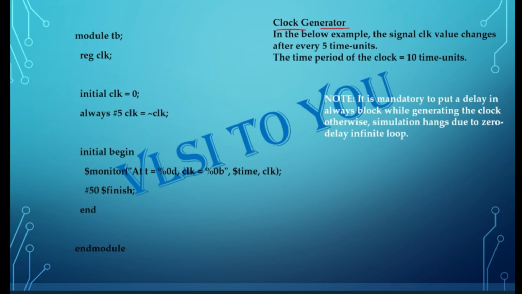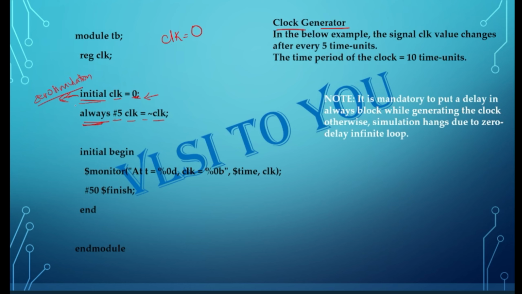So in this, see, module TB, reg clock, initial clock 0. Since I am using the initial block, this clock 0 is executed only once. That means at the first instant the clock is 0. Fine. And then comes always. Always hash 5 clock equal to negation of clock. Now, the initial block is executed at 0 simulation time. We have already discussed this: the initial block always executes at 0 simulation time.